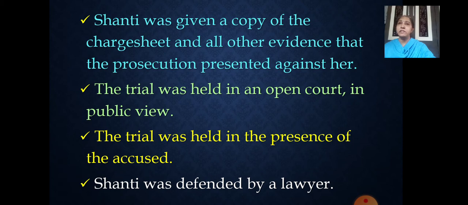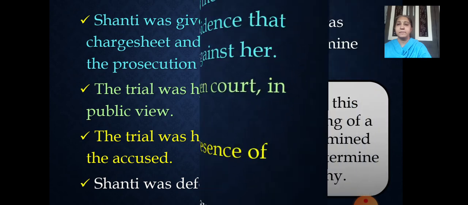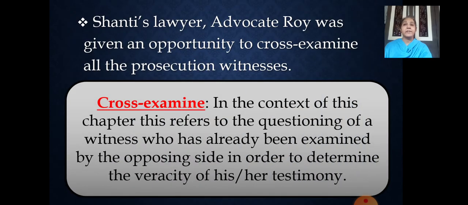Now then, what was done? The trial was held in the presence of the accused, right? It means Shanti was present there. Shanti was defended by a lawyer. Who was the lawyer? Kamla Roy, right? So Shanti's lawyer, Advocate Kamla Roy, was given an opportunity. What opportunity was given to her? To cross-examine all the prosecution witnesses.